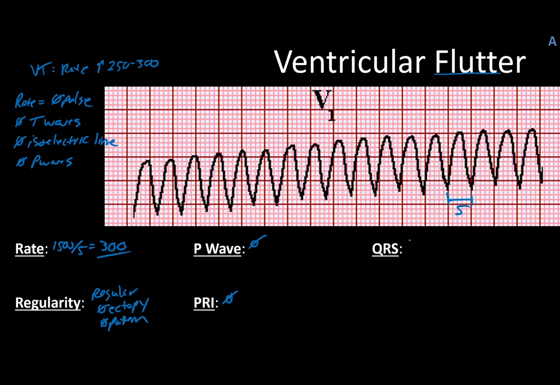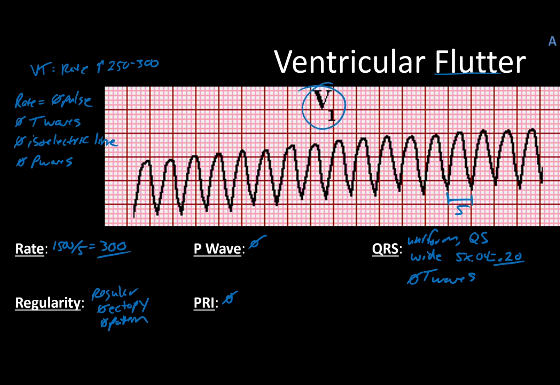The QRS is uniform. I really can't tell you whether it's an RS or a QS. I'm probably going to go ahead and say it's a QS pattern. It's wide because we've got 5 times 0.04 equals 0.20. So it's wide, it's fast, it's uniform, there's no T waves, and that's pretty much what it takes to say that this is V flutter.